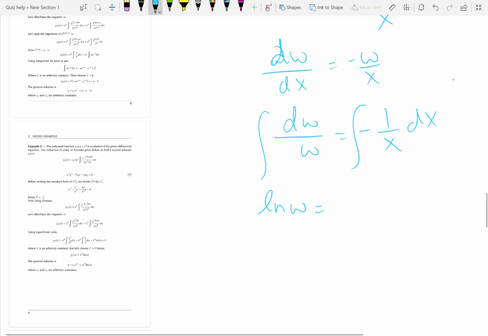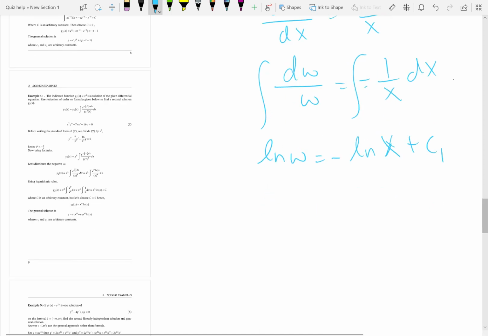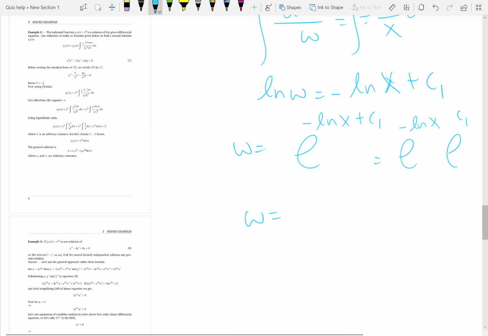If you integrate 1 over s, you get negative natural log x, because of the negative, plus c1. c1 is an arbitrary constant. So now we need the explicit solution of w. So let's take e to the other side: e to the negative natural log x plus c1, which can be written as e to the negative natural log x times e to the c1. e to the c1 is actually just another constant, let's call it c2.